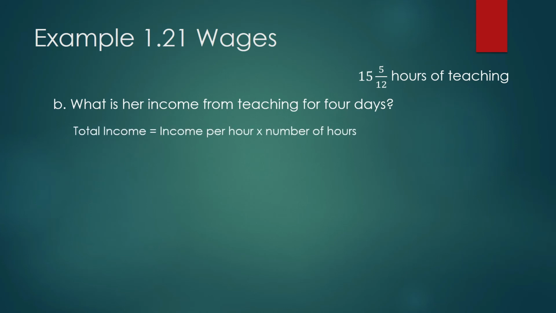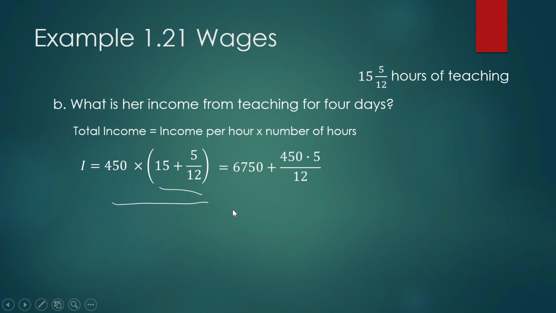So her total income is the amount of money that she was paid per hour, or income per hour, times the number of hours. She was paid 450 pesos per hour. So you just get the product. 450 times 15 and 5 over 12. You know what? You can look at 15 and 5 over 12 as 15 plus 5 over 12. And you can now apply your distributive property of multiplication. Okay? Distributive property of multiplication over addition.